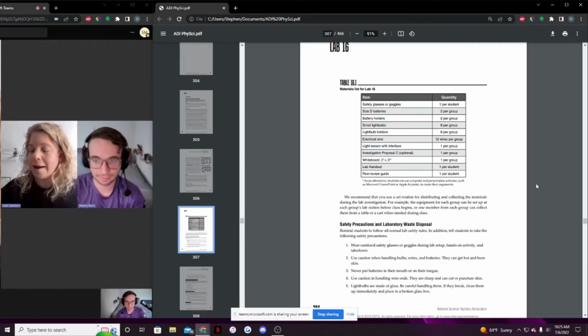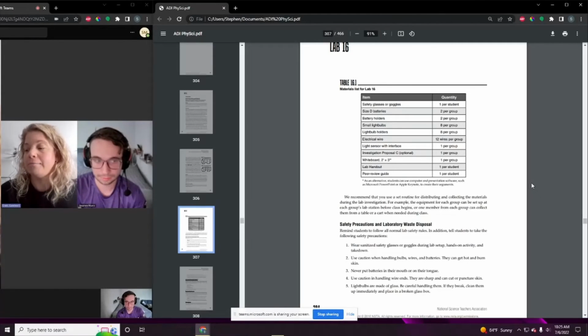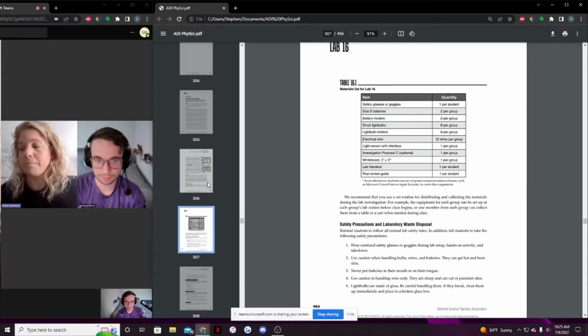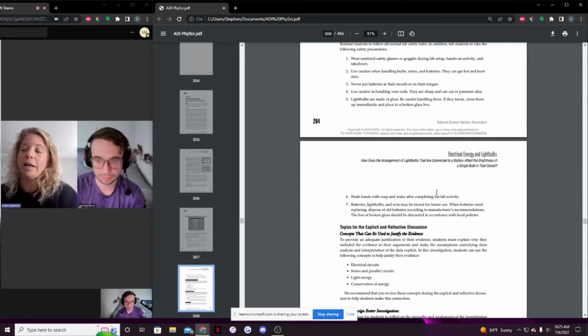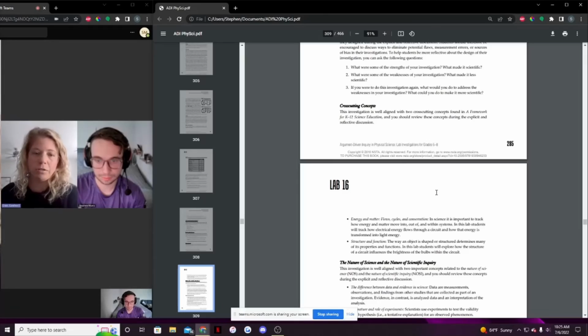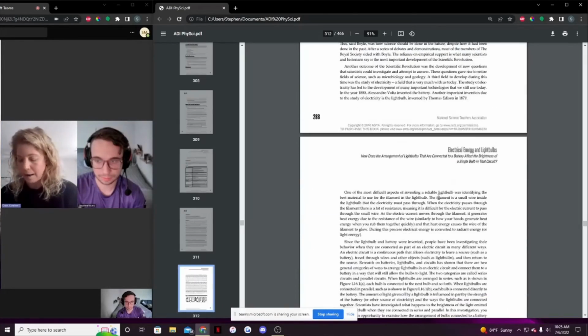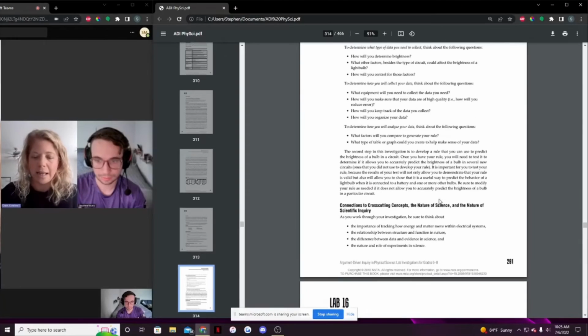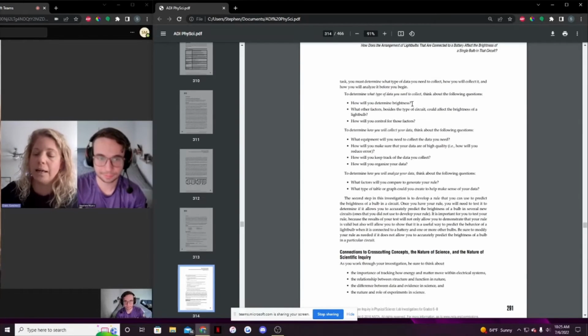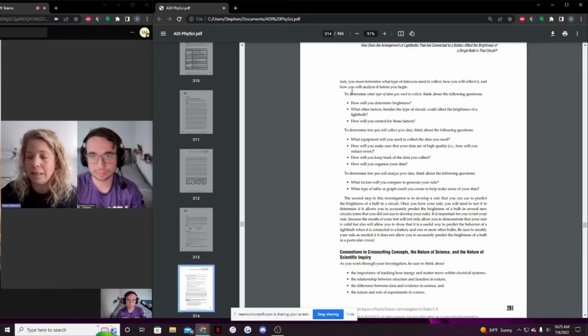And so the first step with getting started is to learn about how the number and arrangement of bulbs in a circuit affect the brightness of a specific bulb in that circuit. So you need to determine what kind of data you need to collect and how you'll collect it, and then how you will analyze it before you begin. If you look at page 291 in our lab handouts, it breaks it down for you with a few bullet points on how to determine what type of data you'll need to collect, and it gives you some questions that will get you on the right track, as well as how you will collect your data and then how you're going to analyze your data.